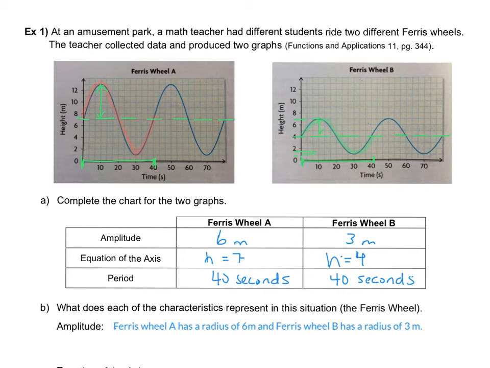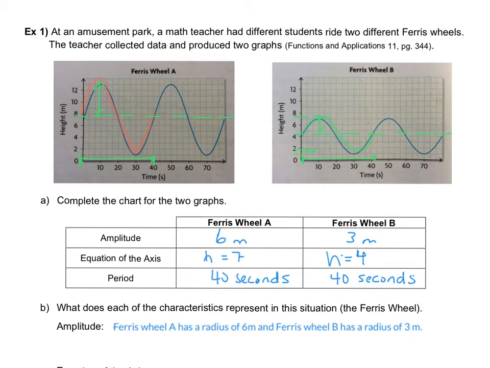All right, the next thing we need to talk about here is the equation of the axis. And if we talk about the equation of the axis, again, that's where the center of the wheel is. For Ferris wheel A, that axis is 7 meters above the ground, whereas for Ferris wheel B, that axis is only 4 meters above the ground. The period is the same for both. For both, it takes 40 seconds for that wheel to make 1 complete rotation.